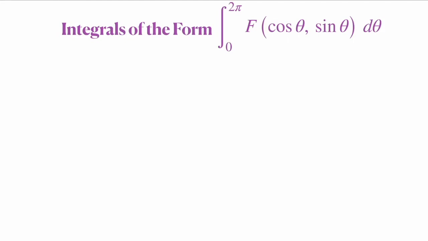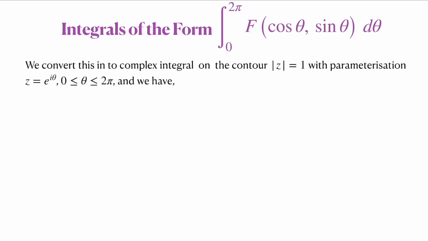Let's first look at integrals of the form integral 0 to 2 pi of an arbitrary function f of cos theta and sin theta d theta. Now we can easily convert this integral into a complex integral because of the relation between cos and sin theta with the function e power i theta. Now we use the contour unit circle around the origin, that is mod z is equal to 1, and parameterize the complex number z is equal to e power i theta.